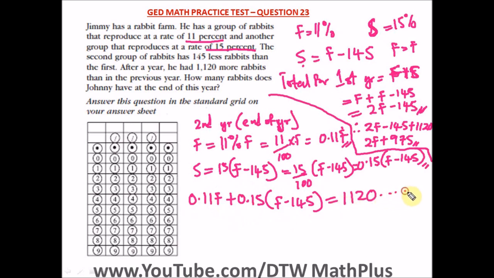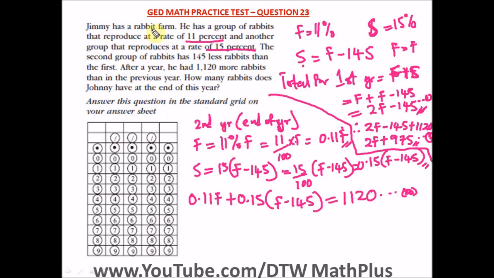All right, so let's say this is equation one, this is equation two, and this is equation three. This is our final equation, the total at the end of the year. And this is the total rabbits he got in the second year. This is the equation which is the percentage.